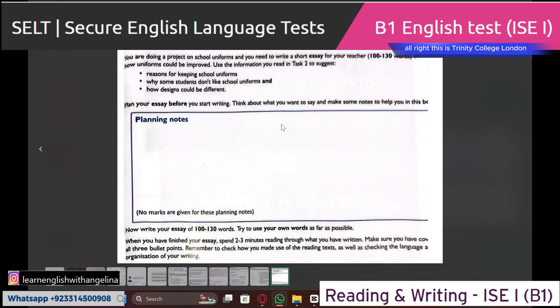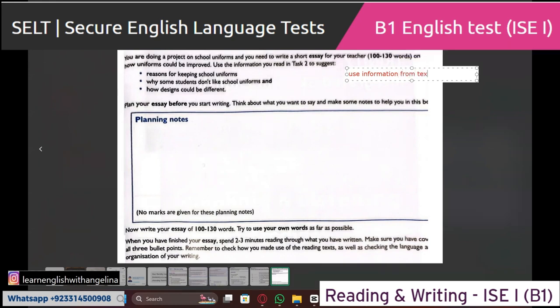All right. This is Trinity College London, ISC1 B1, Task 3, Reading into Writing. I would want Michelle to read the question first. You are doing a project on school uniforms and you need to write a short essay for your teacher from 100 to 130 words on how uniforms could be improved. Use the information you read in task 2 to suggest reasons for keeping school uniforms, why some students don't like school uniforms, and how designs could be different. Plan your essay before you start writing. Think about what you want to say and make some notes to help you in this book.